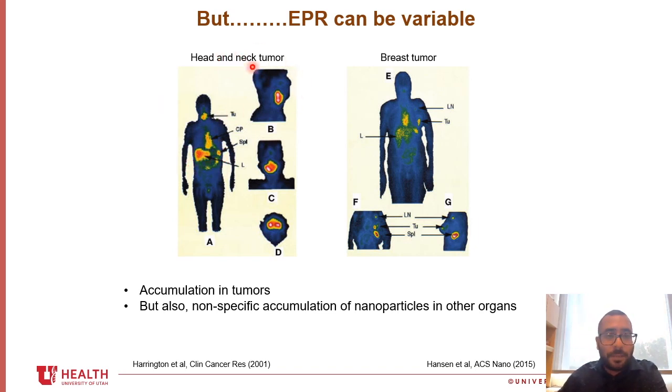So you see that this patient had a head and neck tumor, so we see accumulation of the nanoparticle in the head and neck, but we also see accumulation in the liver and in the spleen. This is the spleen and this is the liver, so we see some non-specific accumulation in these organs as well. Similarly, this patient had a breast tumor and was delivered a nanoparticle. We see some accumulation in the tumor, but we also see non-specific accumulation in the spleen and in the lungs, and also some in the lymph nodes.